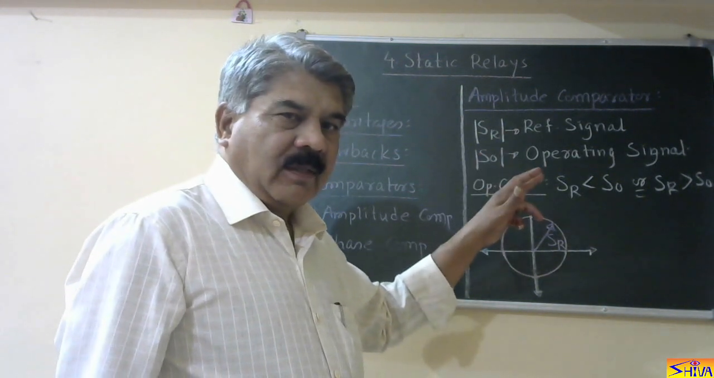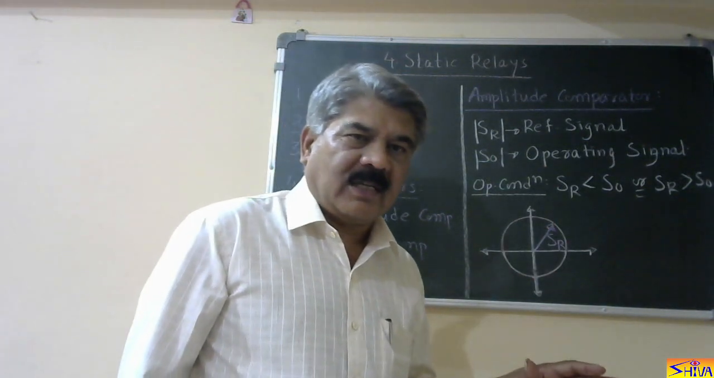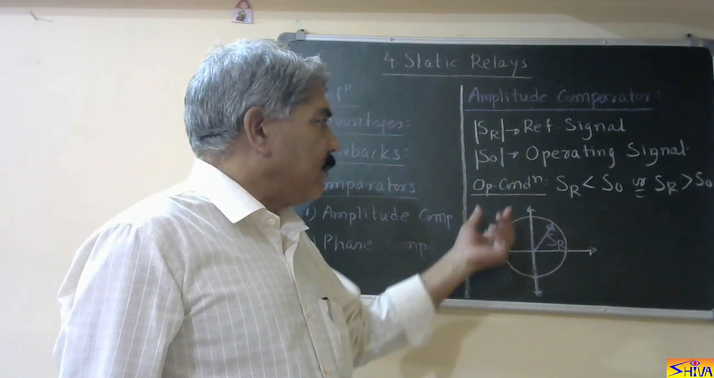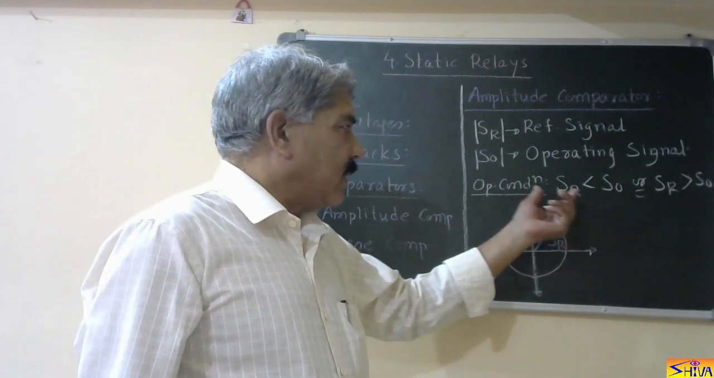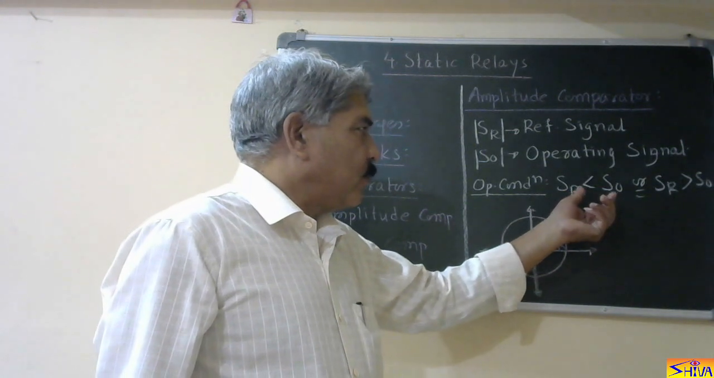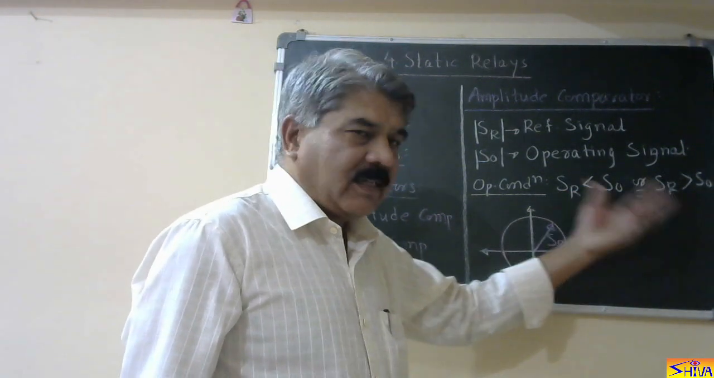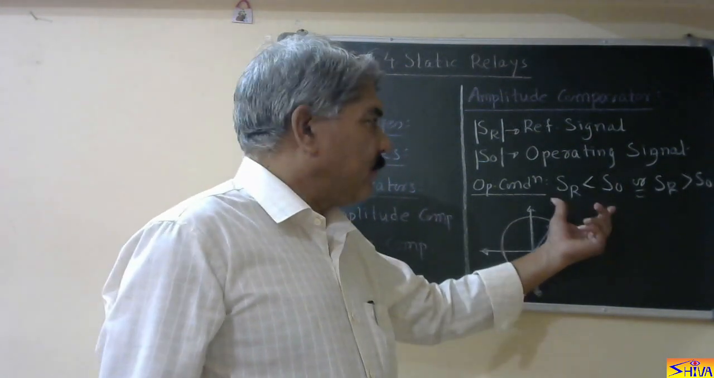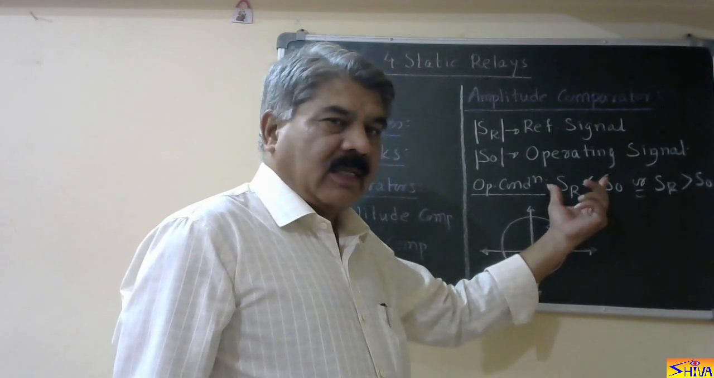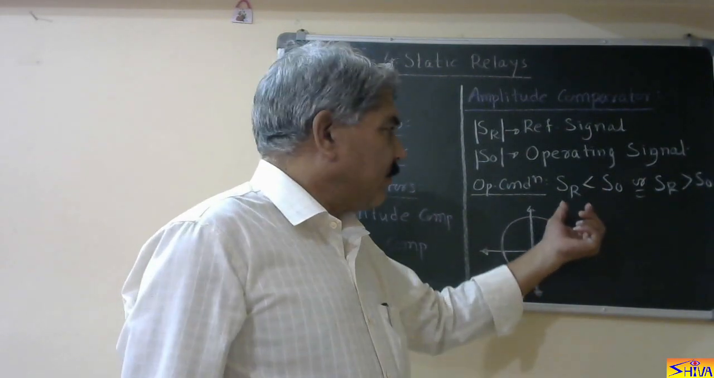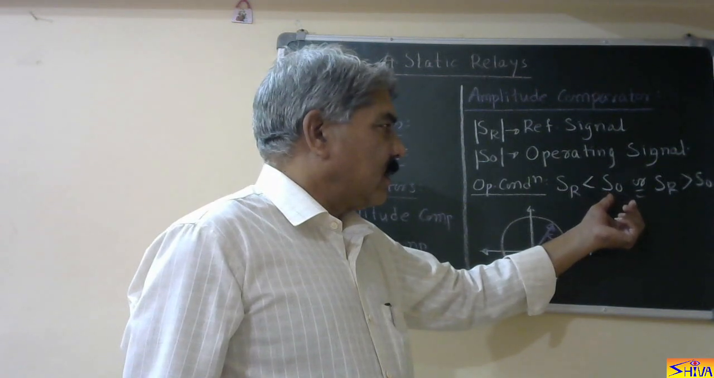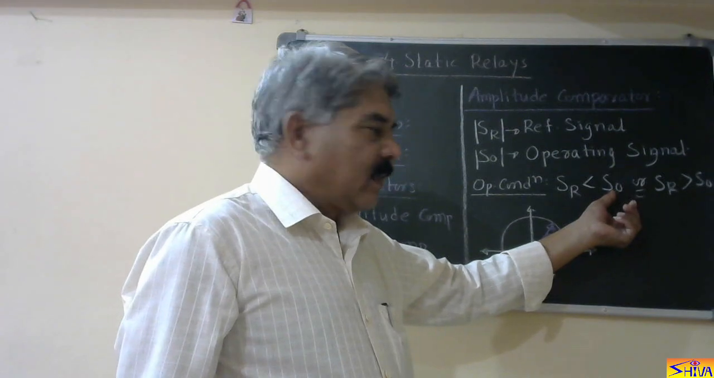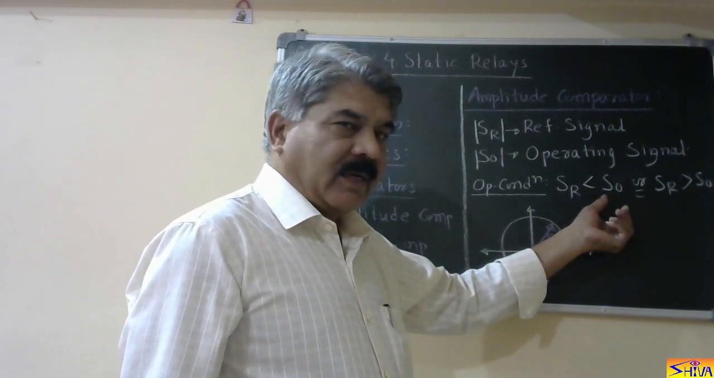So here the operation is independent of the phase angle. Therefore, we are comparing only the amplitude. So I have shown this by amplitude. So operating condition may be like this: reference signal should be less than operating signal, or vice versa, reference signal should be greater than operating signal. For example, if we want to realize this condition, say both the signals are current signal. So this is pickup, this is current measured by the relay. So if current measured by the relay is greater than pickup, then relay operates.